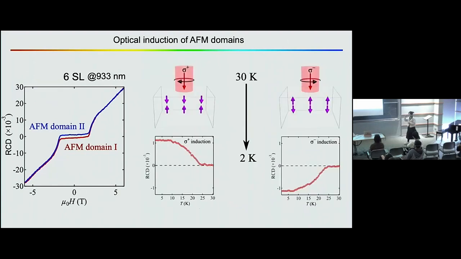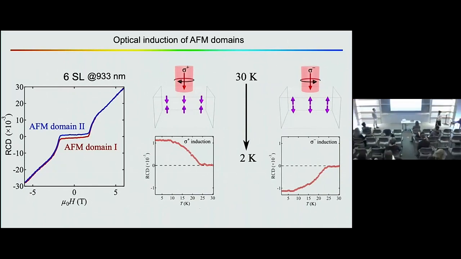How does the system decide that if you start with a negative magnetic field, it will choose AFM domain 1, and then if you go positive enough, it will choose AFM domain 2? You mean here? This curve? Yes, this curve. It's because there is a finite electric field. There is an axion field control of this AFM domain. It's an E times B control of this AFM. Okay, I guess I'll ask you later.